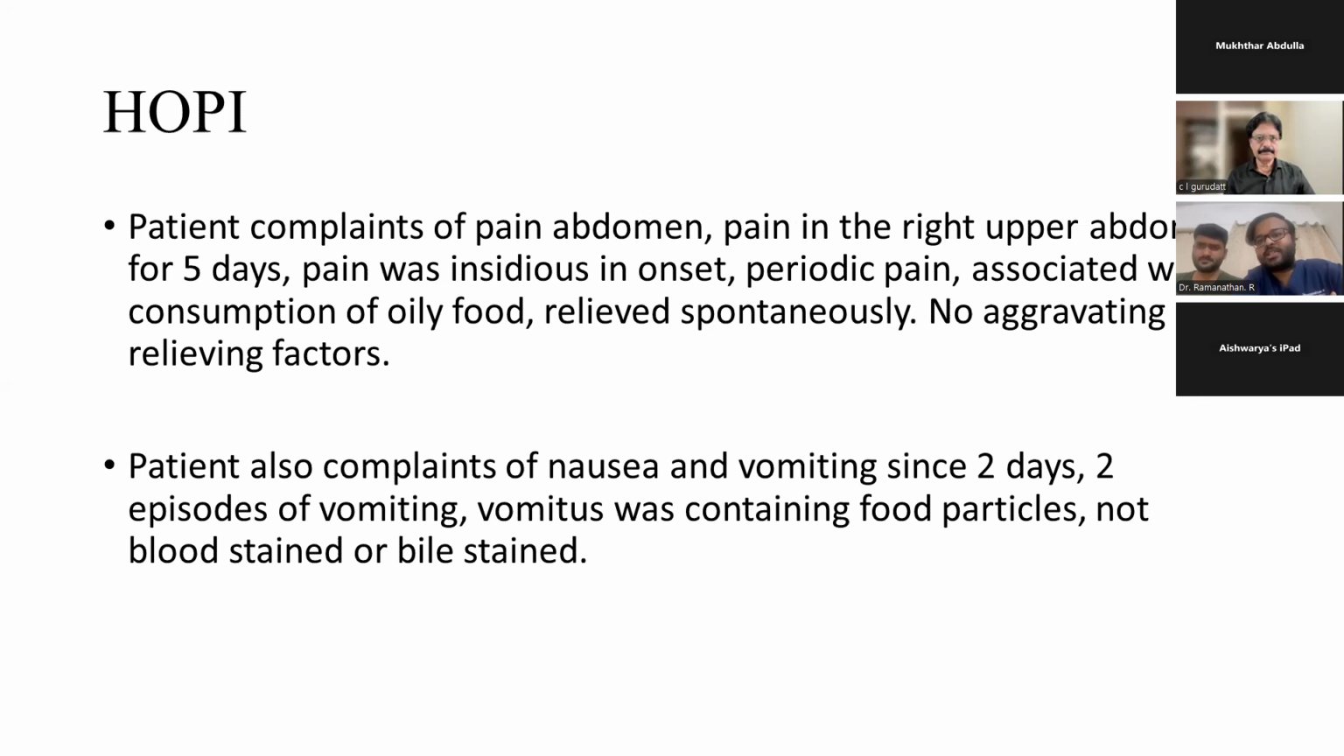History of presenting illness. Patient complains of pain abdomen in the right upper quadrant for 5 days, which was insidious in onset. The pain was intermittent, on and off, and associated with consumption of oily food. It was relieved spontaneously. There are no particular aggravating or relieving factors. Patient also complained of nausea and vomiting since 2 days. He had 2 episodes of vomiting, and the vomitus contained food particles. It was not bile stained or blood stained.